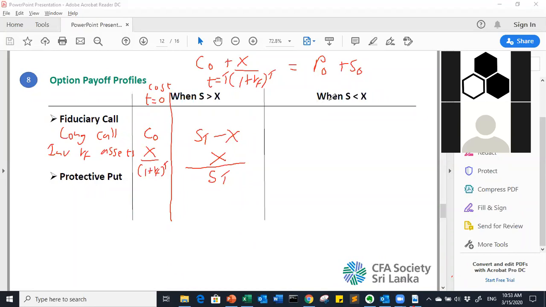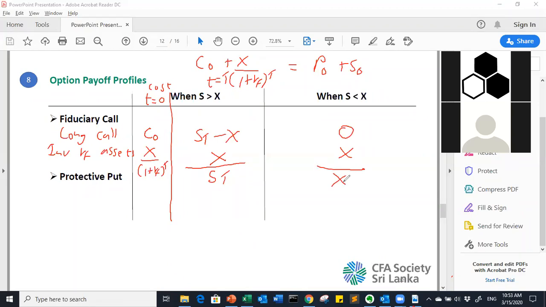In contrast, when S is less than X, if you have the call option, you will decide not to exercise it because it's not advantageous. So this is going to be 0. But you have still invested in this risk-free asset, so you're still going to get that amount X. By definition, it's a risk-free asset. You're still going to get that regardless of what happens. So your payoff in this situation is going to be X.